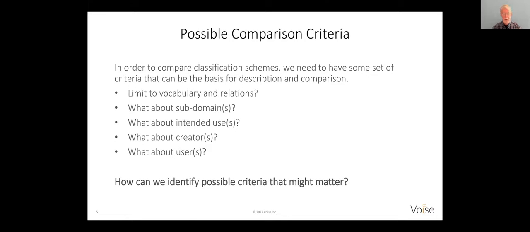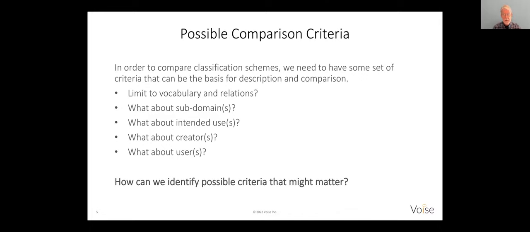And so part of my question is, what are the criteria that might matter in making this comparison and in choosing a particular scheme? Obviously, we have the vocabulary and its relations. These are the buckets into which I'm going to categorize things. We have, what are the subdomains? I may not want the whole domain. So I have done things with medical classifications where I don't want the entire domain. I want just a branch. That's what I'm going to work with. What were the intended uses of this classification scheme? Who created it? And who are the users right now?